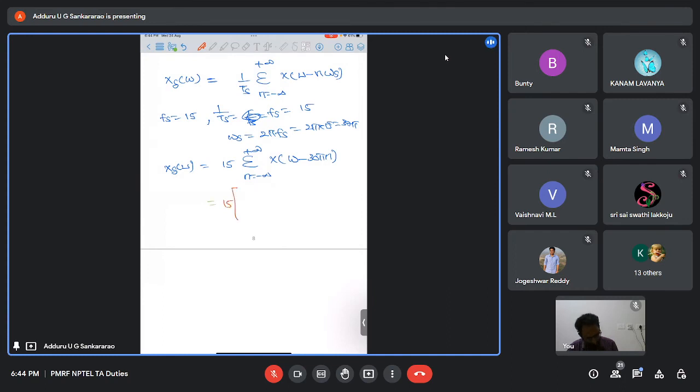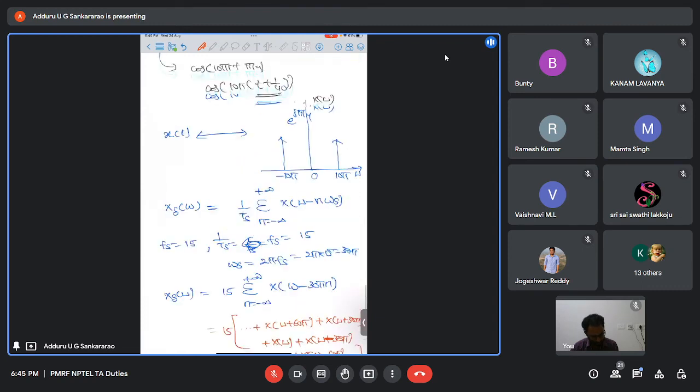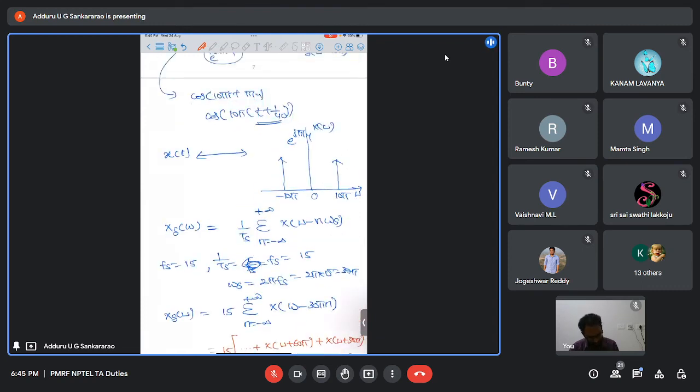So you can also express it like this: 15 into the sum, n from minus infinity to plus infinity. When n equals minus 2, it is X of omega plus 60 pi. When n equals minus 1, it is X of omega plus 30 pi. When n equals 0, it's X of omega, plus X of omega minus 30 pi, plus X of omega minus 60 pi, and so on. This is the Fourier transform of the sampled version of our signal. Now I'll represent it in the form of a graph.